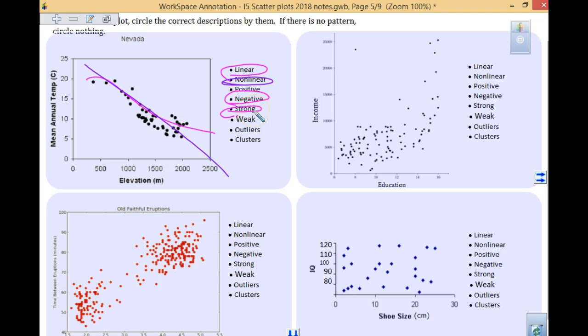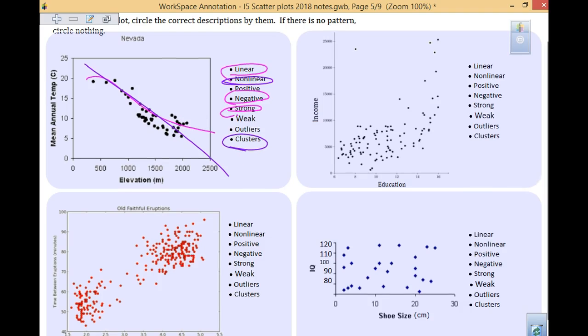I would say strong, and I don't know that I'd say outlier, but do you see any clusters? Yeah, like kind of this area down in here, right? Definitely clusters. All right, let's go down to that next one down.